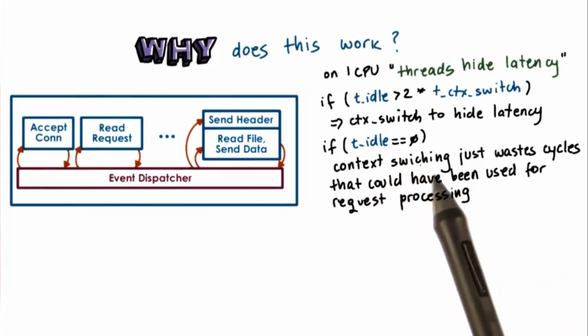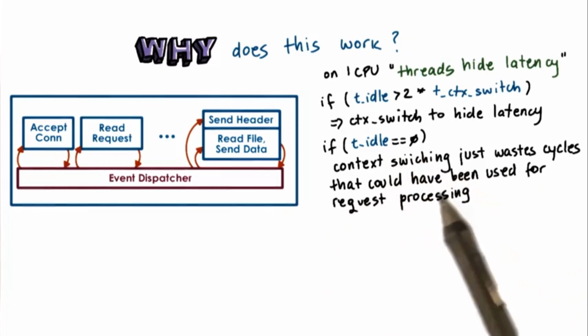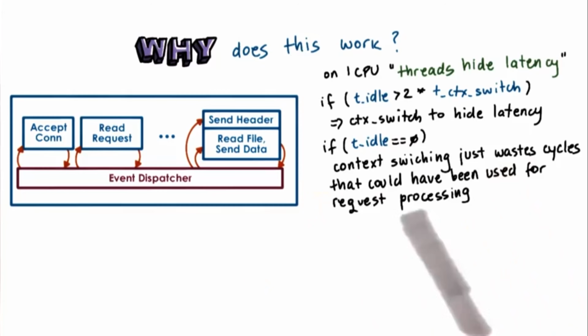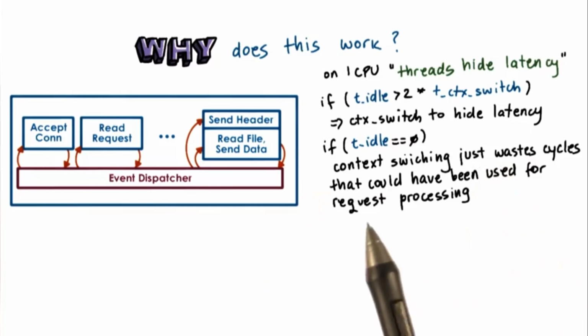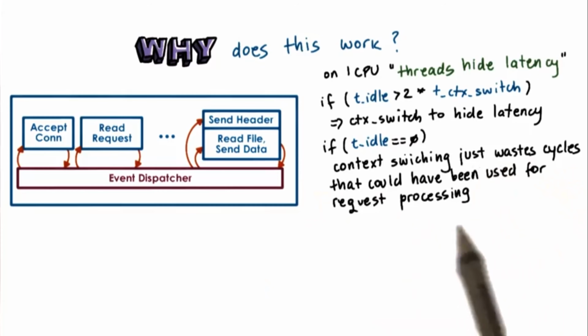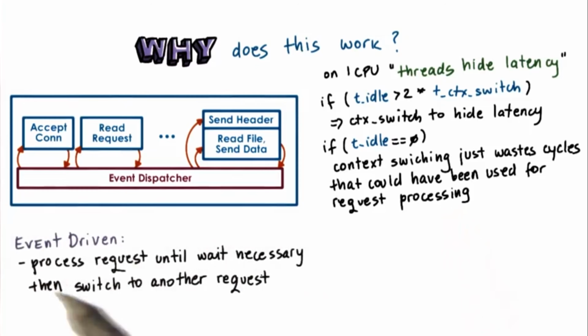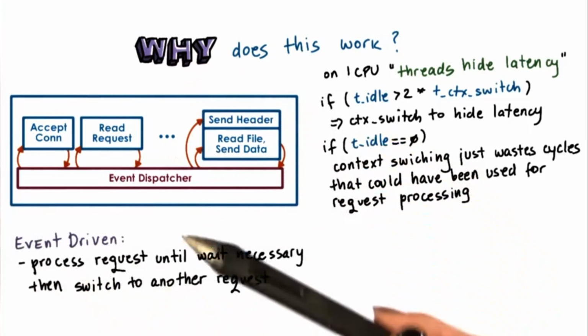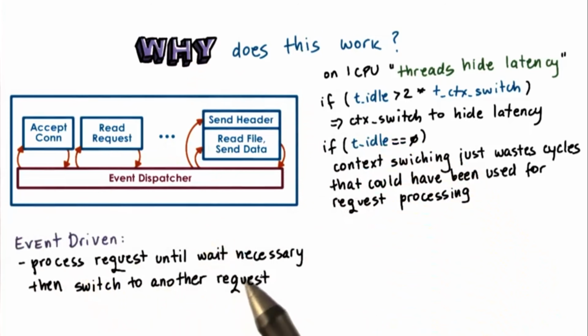It doesn't make sense to context switch. The context switching time will be just cycles that are spent on copying and restoring a thread or a process information, and those cycles could have been much better spent actually performing request processing. So in the event-driven model, a request will be processed in the context of a single thread as long as it doesn't have to wait. Whenever a wait needs to happen, then the execution thread will switch to servicing another request.